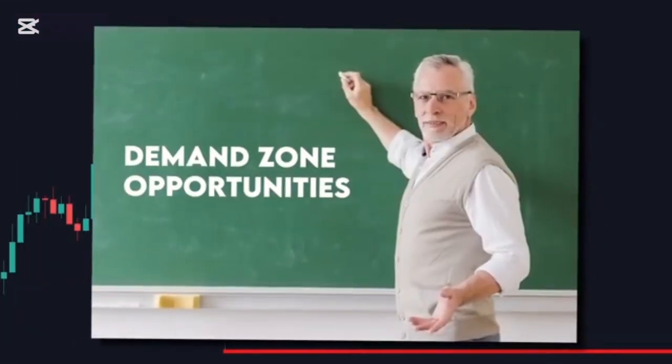Since this low broke the previous high, this is our valid low, and price will only be in a downtrend if it breaks this point. So now that we know we're in an uptrend, we want to look for demand zone opportunities.